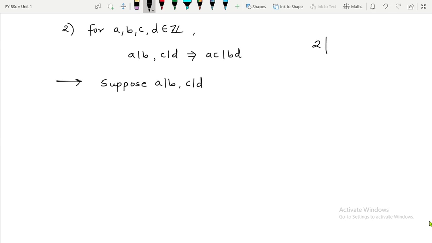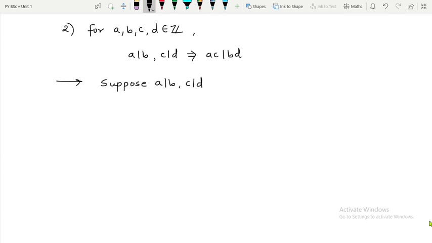If we have 2 divides 4 and 7 divides 35, what can you say? You just take the product of the divisors and the dividends. If you take the products, what are you going to get? 14 and 35 fours, I guess 140, and you can see that 14 is dividing 140. So this is the magic of this property, but we are going to prove it.